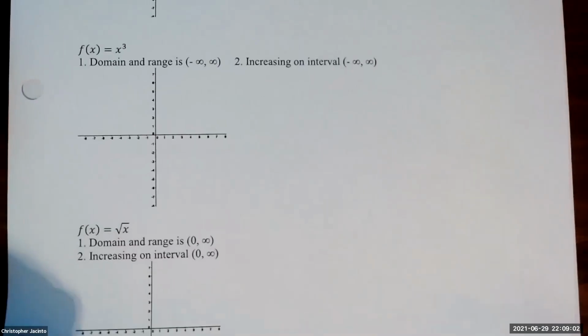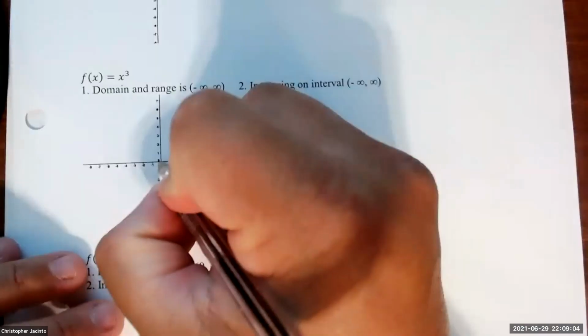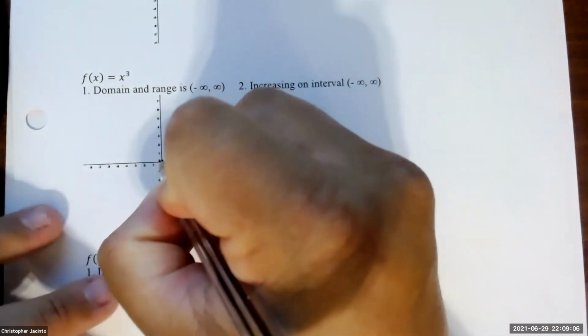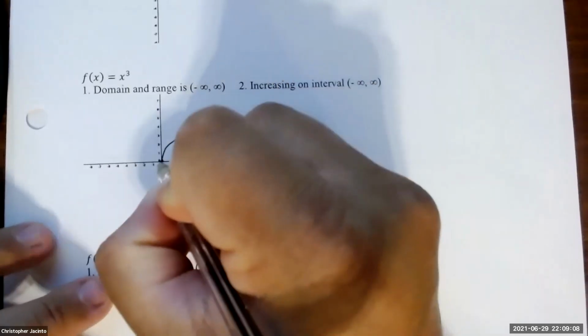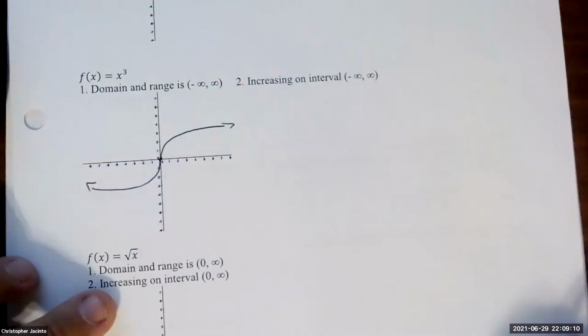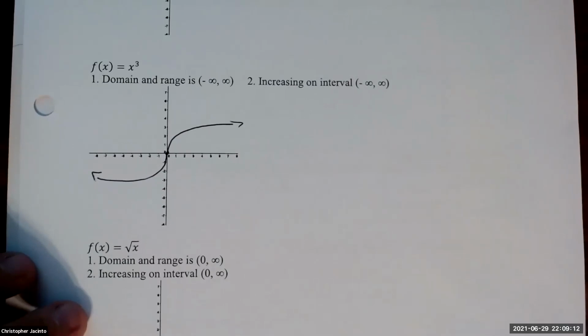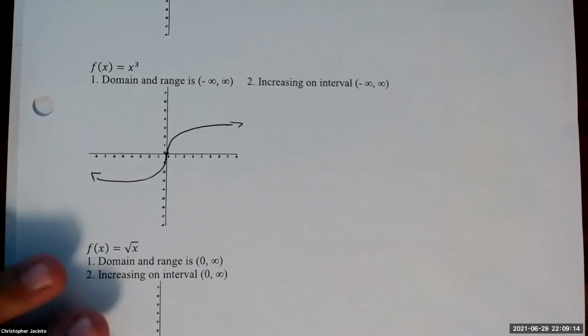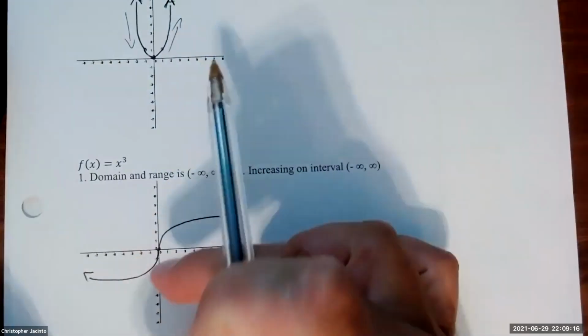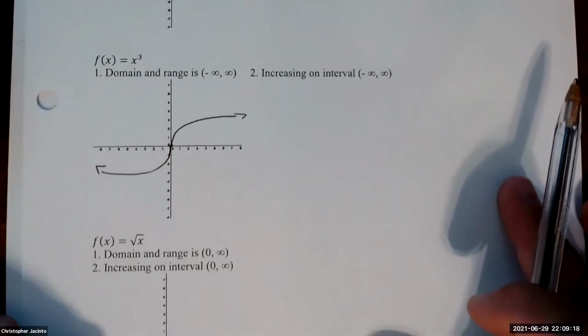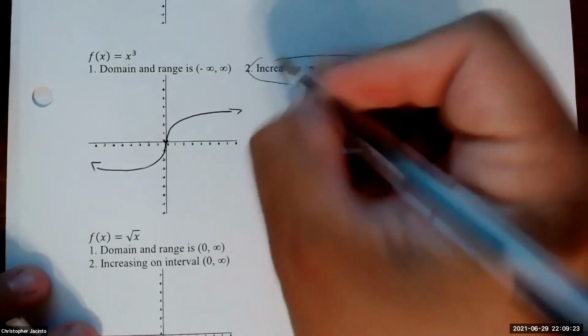X to the third is a little different. It goes like this. So it's kind of like a parabola, but it's on its side, and one half is flipped to the other side, like that. And believe it or not, it is actually increasing everywhere, right? So it always goes up. It's always an increasing function.